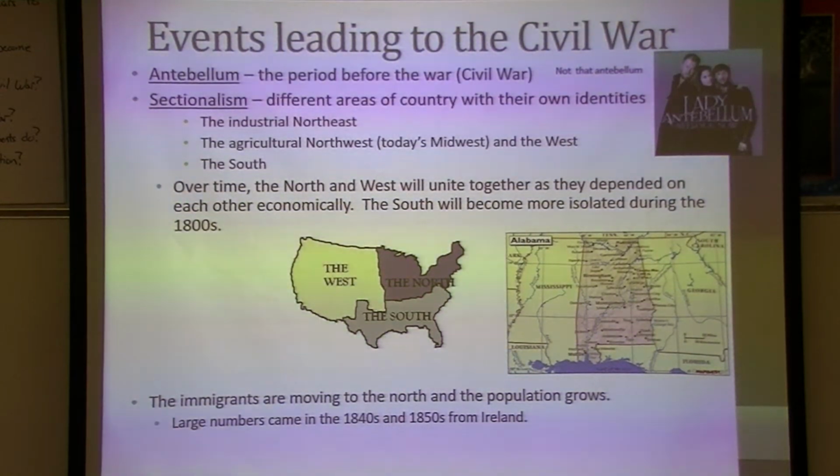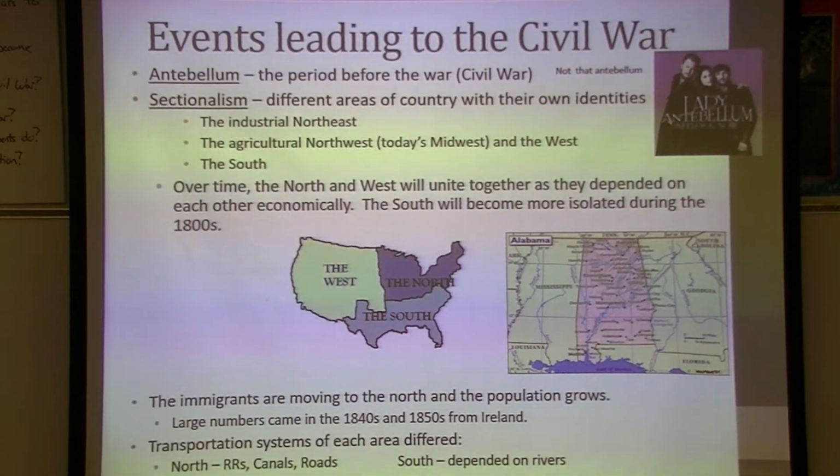Immigration was big in the 1830s, 1840s, and continued in the 1850s. The Irish potato famine was the largest. We also had large numbers coming from Germany and other areas, but Ireland and Germany were two of the main areas. But most of these immigrants were going to the area of the North, and so the population was growing there.